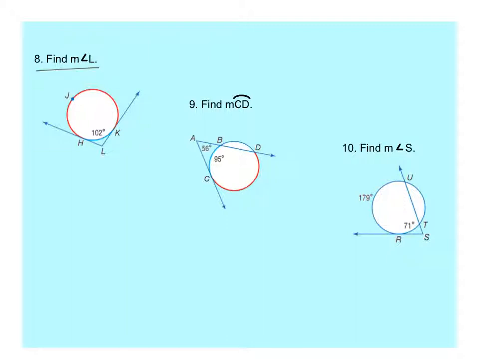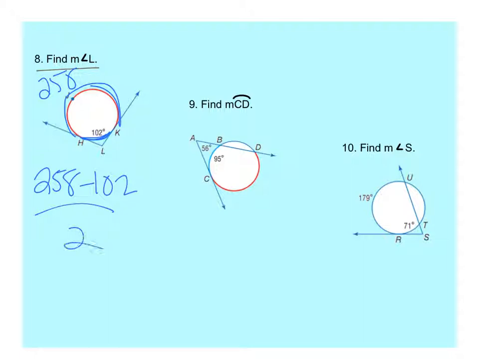So, figuring out L, take a look here. So I want to take this big arc minus 102. If only I could figure out what that is. Wait, this is still a circle. So if I take 360 minus 102, that's going to be 258. So to figure this out, I need to take 258 minus 102 divided by 2. So that's going to be a measure of 78 degrees.